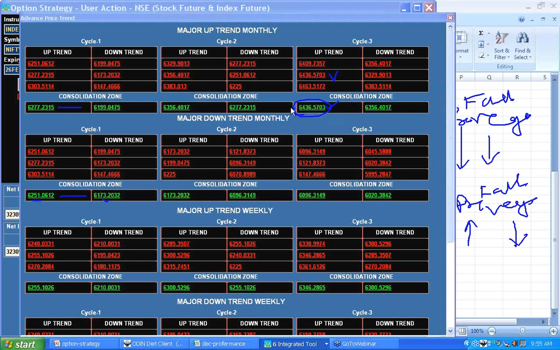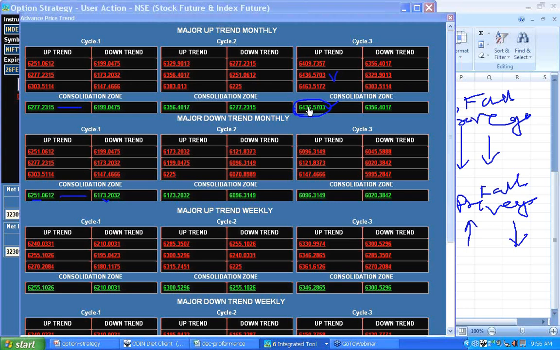I repeat again: currently I am in a downtrend cycle 1, but it is going to give me a confirmation once it breaks 6173. Till that point, I am suspicious of this trend. However, I have two price points, 6356 and 6436. These two points are going to give me the uptrend for a 10 day period. So I am just focusing on my optimum point 6436.